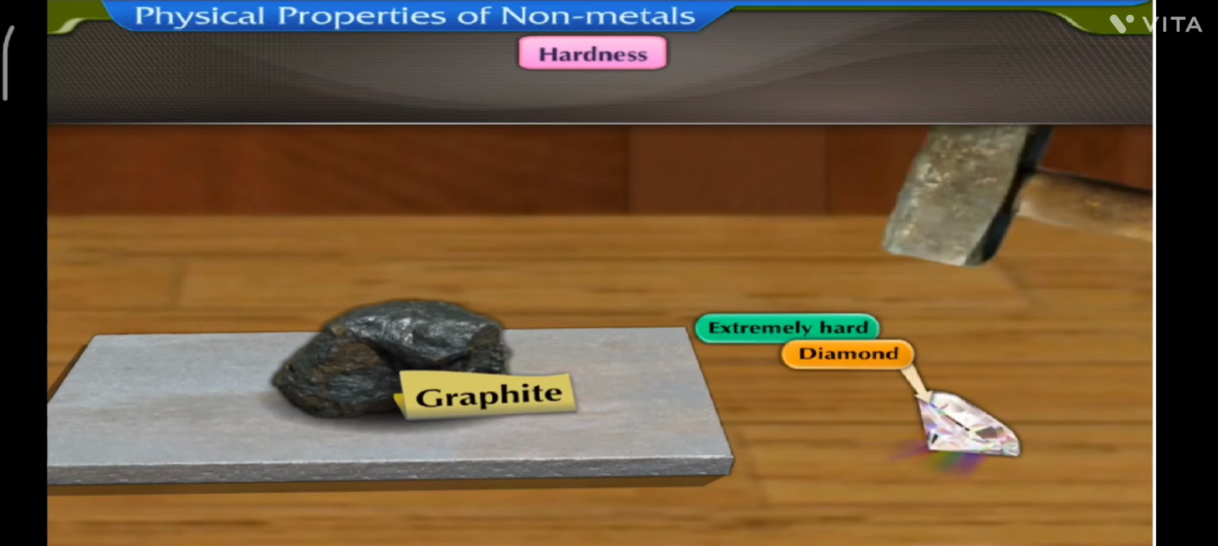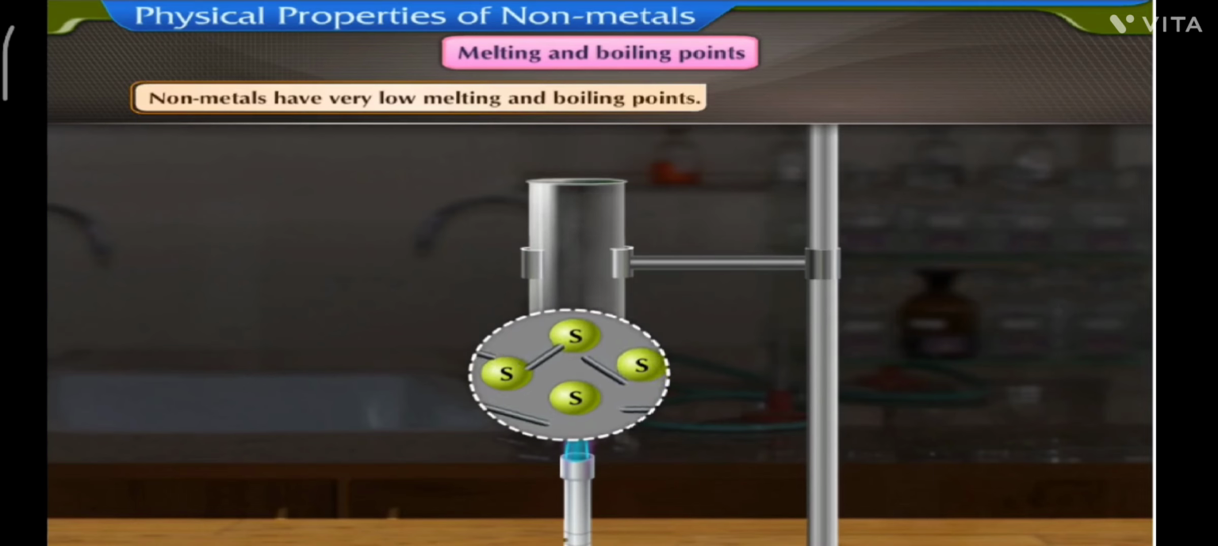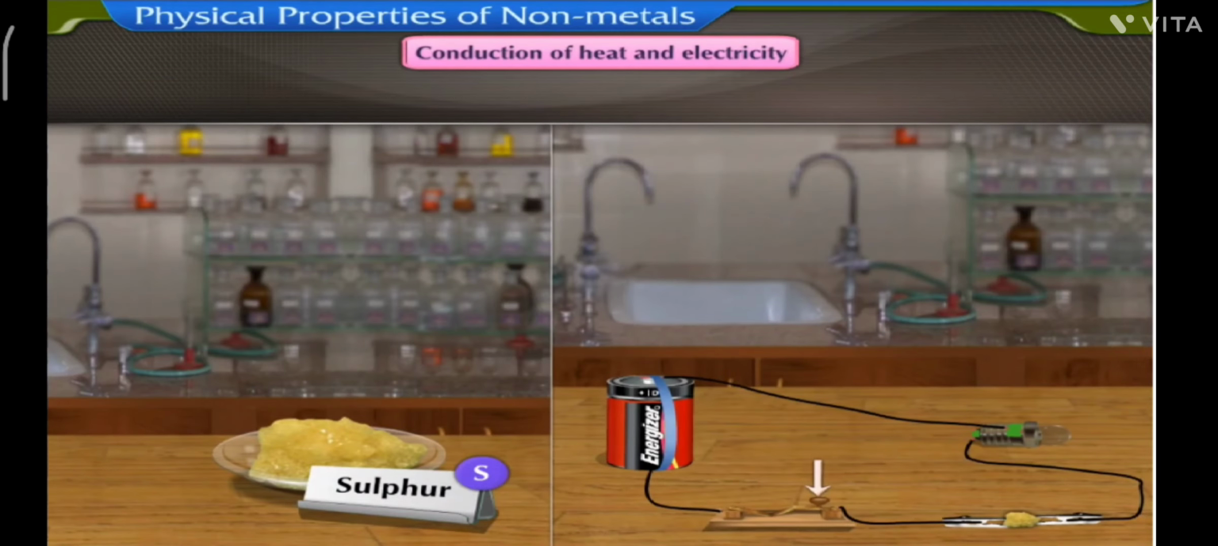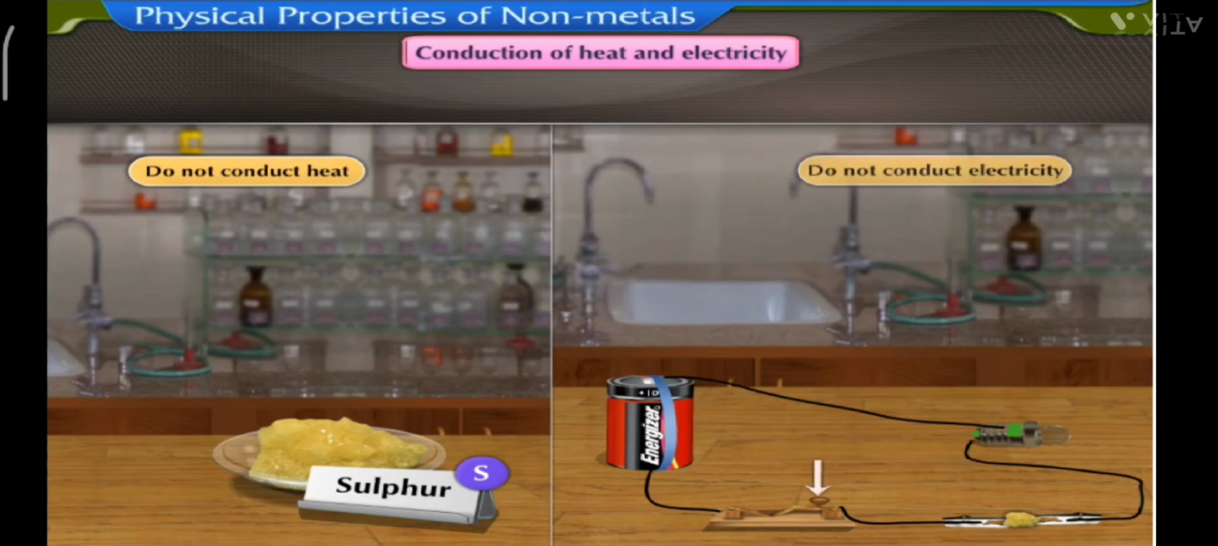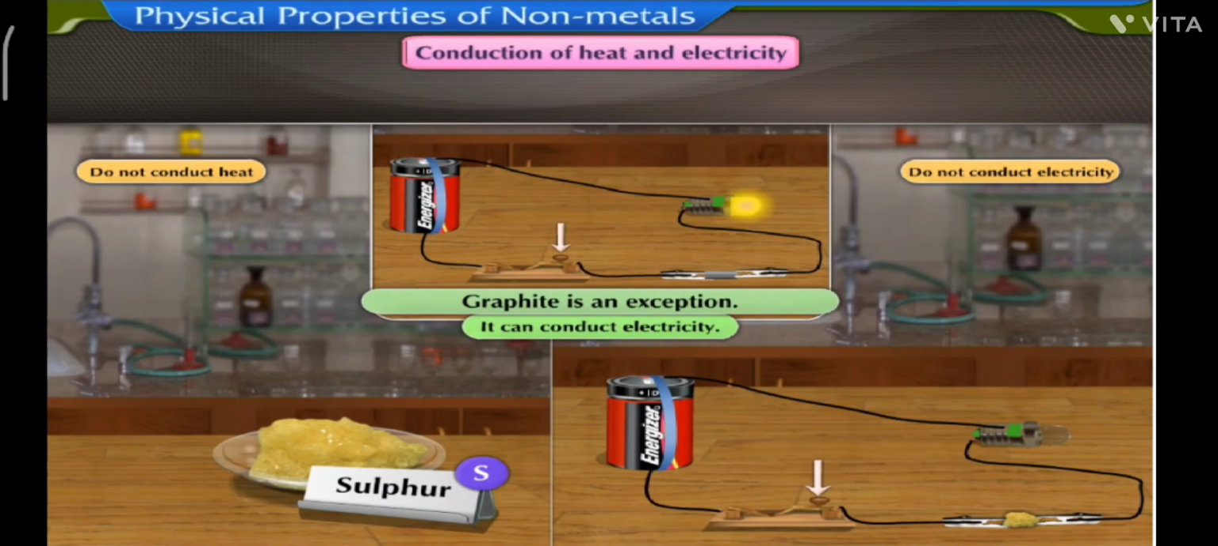It is extremely hard. Melting and boiling points. Non-metals have very low melting and boiling points. Diamond is an exception. It has a high melting and boiling point. Conduction of heat and electricity. Non-metals do not conduct heat and electricity. Graphite, an allotrope of carbon, is an exception. It can conduct electricity.